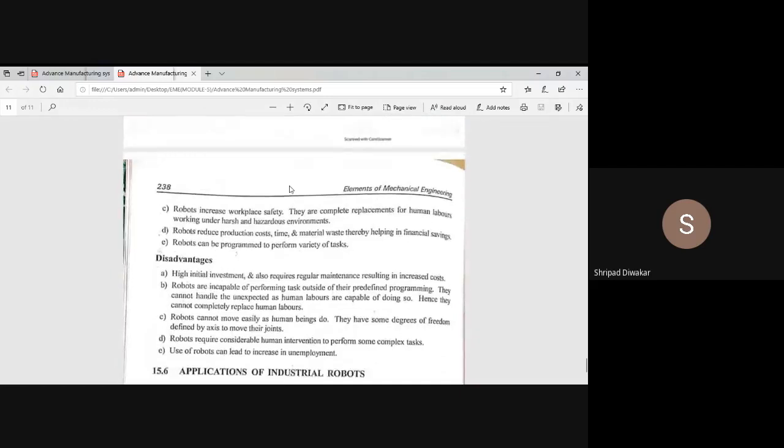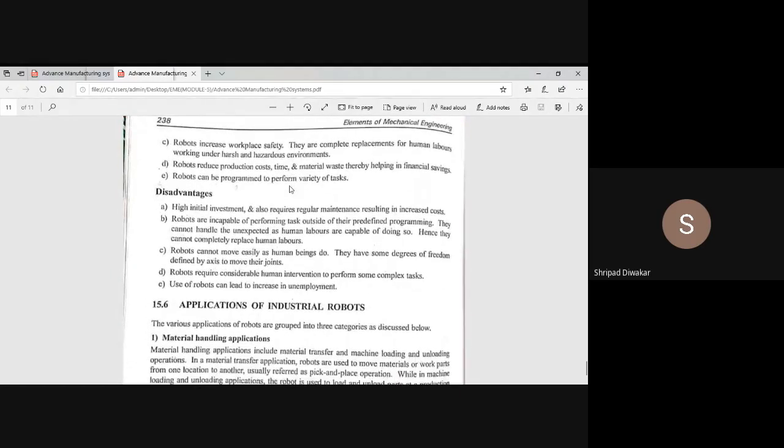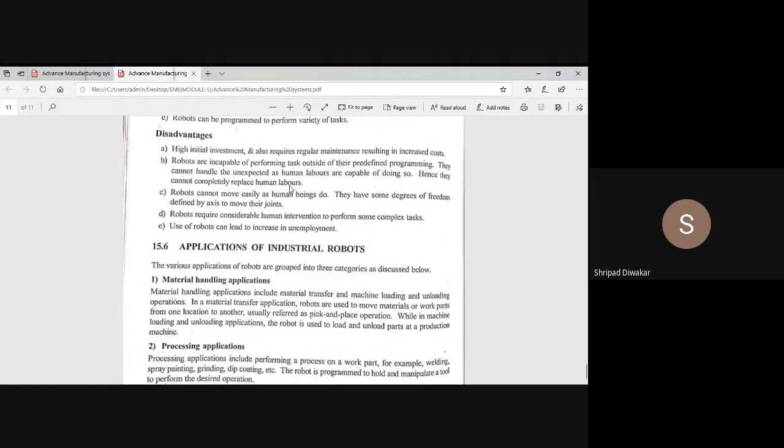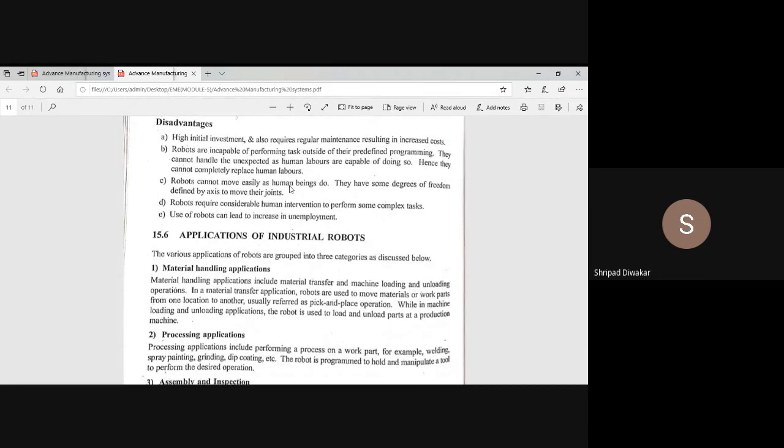Next, disadvantages of robots. They will ask you to explain the different configurations of robots. It means you have to practice those four configurations, and then write a little bit of explanation: what are the advantages, disadvantages, and applications. Now, what I am explaining is the overall advantages and disadvantages of robots.